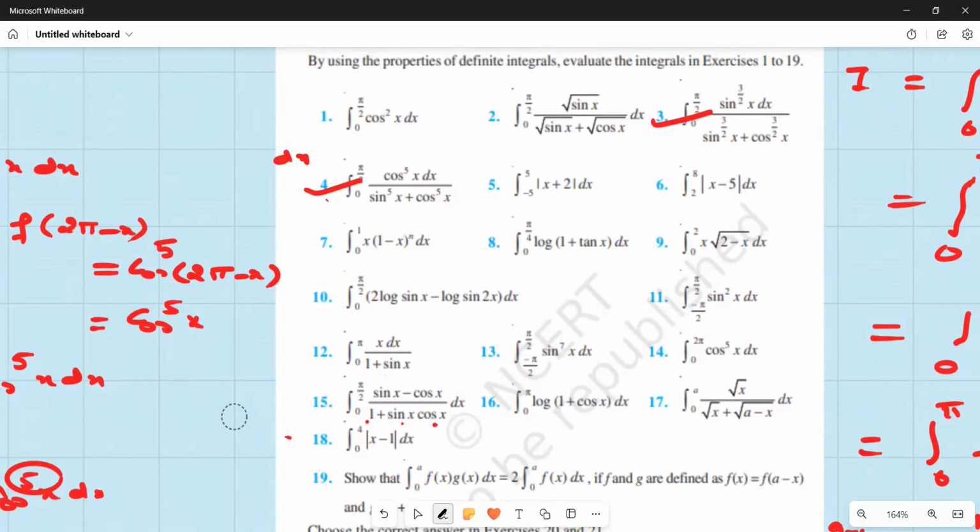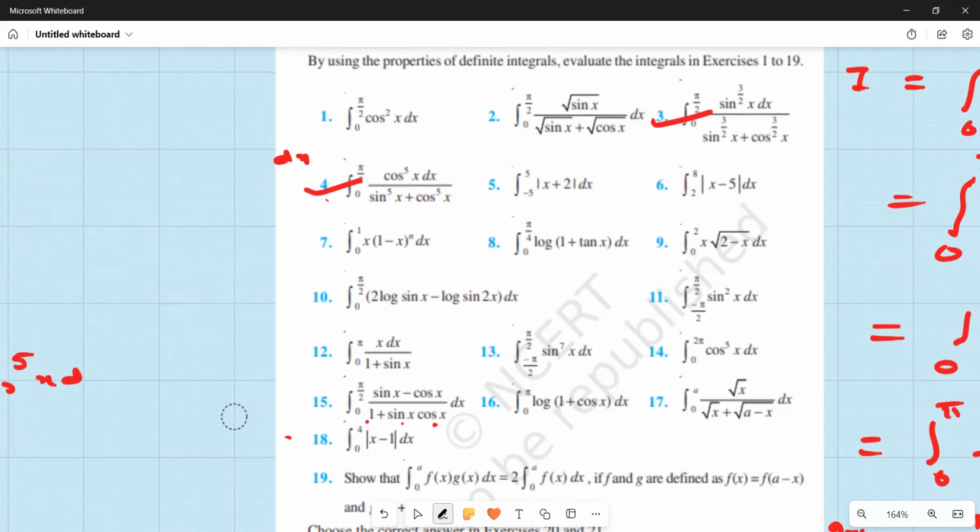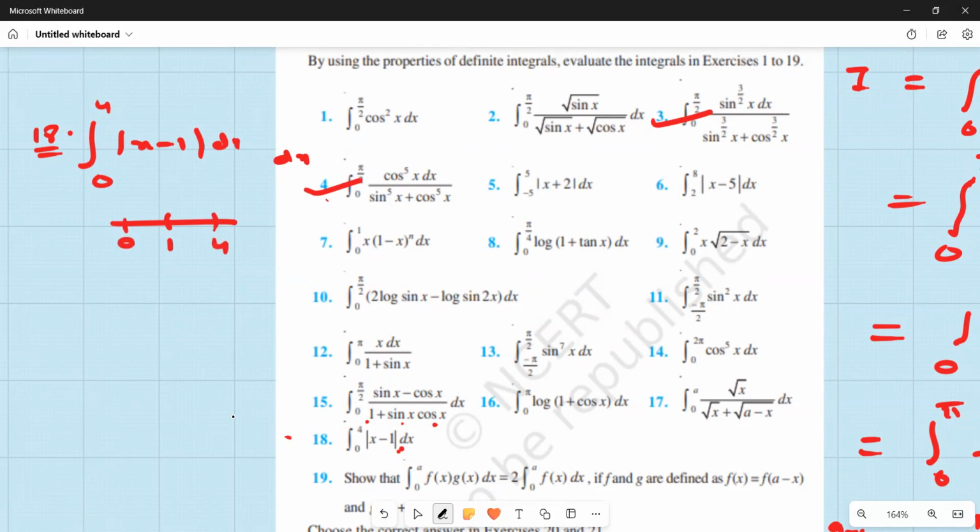So 17th, I have told you, put a minus x. The denominator will become the same, and if you add, 2I is equal to this, numerator and denominator get cancelled. Here in this question, 18th question, the integral from 0 to 4 of |x minus 1| dx. This is your line. 1, 0 is this side and 4 is this side, right? So here it is negative, here it is positive. So what will you do? Integral from 0 to 1 of minus (x minus 1) and 1 to 4 of (x minus 1) dx. Clear? So this is the question.